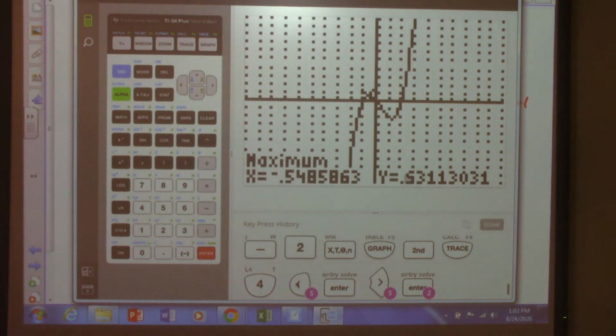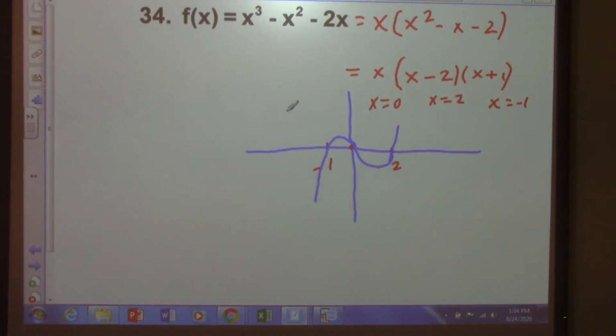And we get this value here. We get the x value and the y value. And so the y value is the maximum, and where it occurs is at x equals -0.55, right? So x equals, so we'll say x equals -0.55. So that's this one here, right?